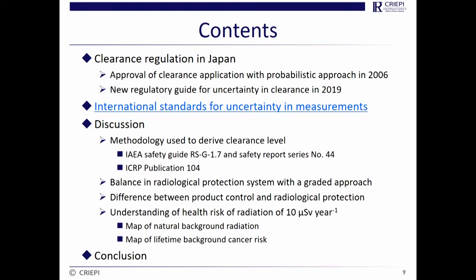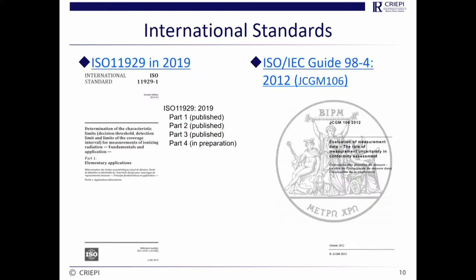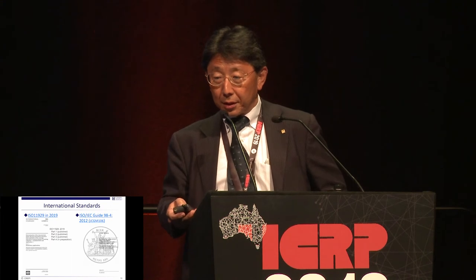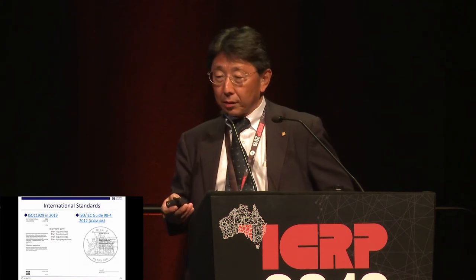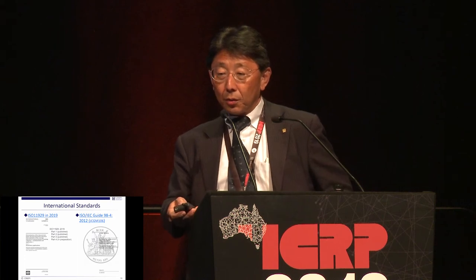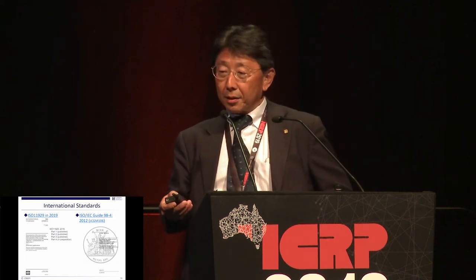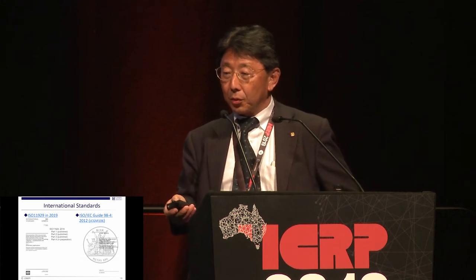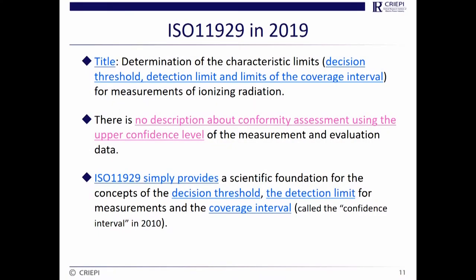So the second item is the background: the current situation in the international standards, especially for the conformity assessment for the clearance, for some criteria. There are two international standards regarding the conformity assessment for such criteria. The ISO 11929 is regarding the detection limit. This new ISO was released this year, and the second one is ISO IEC Guide 98-4. I'll explain one by one.